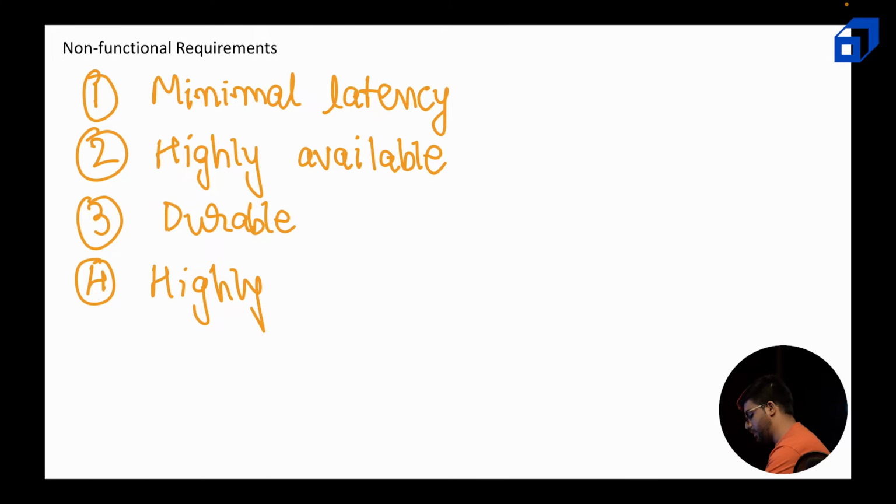Highly scalable, because every day there are some peak hours and non-peak hours. So if the system is not able to scale to the peak hours, for example 9 a.m. in the morning or 5 to 7 p.m. in the evening, then the user experience will be really bad.